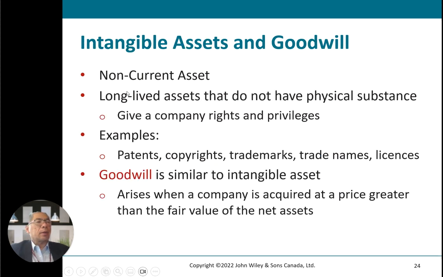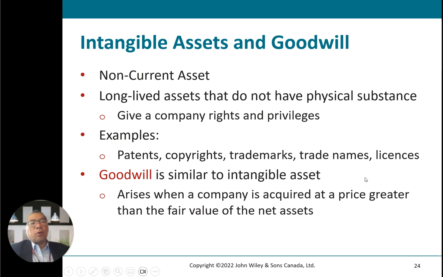Okay. Example of intangible assets and goodwill. It is a non-current asset. Long-lived assets that do not have physical substance. For example, they give a company rights and privileges. Examples of this will be patents, copyrights, trademarks, trade names, and licenses. For example, the logo or the patents of Google is owned by Google. And then you have Toyota. You have the names of Toyota, such as Land Cruiser, Corolla, Civic. It's basically a trademark as well as a patent that has its value.